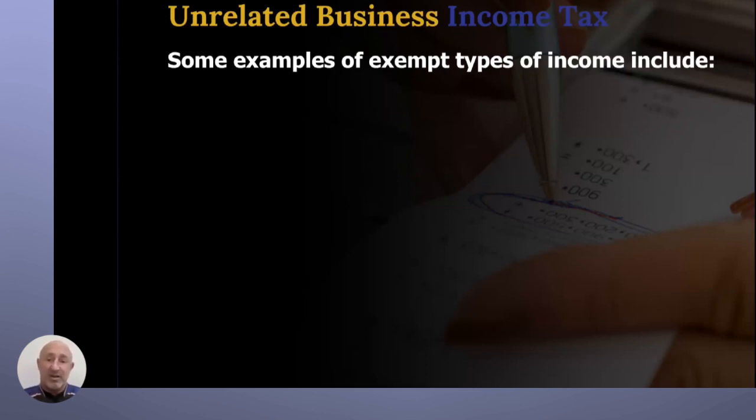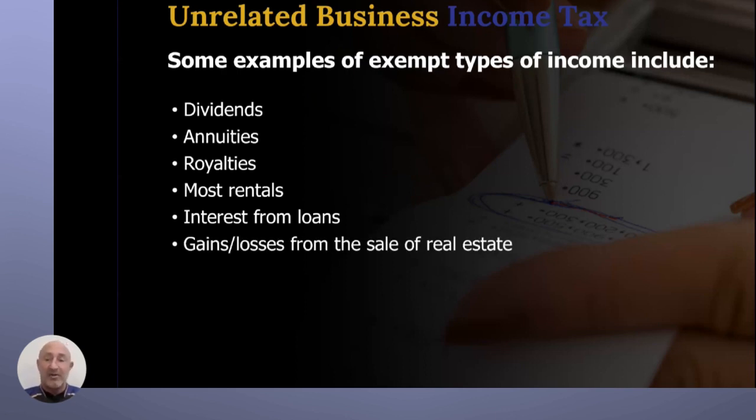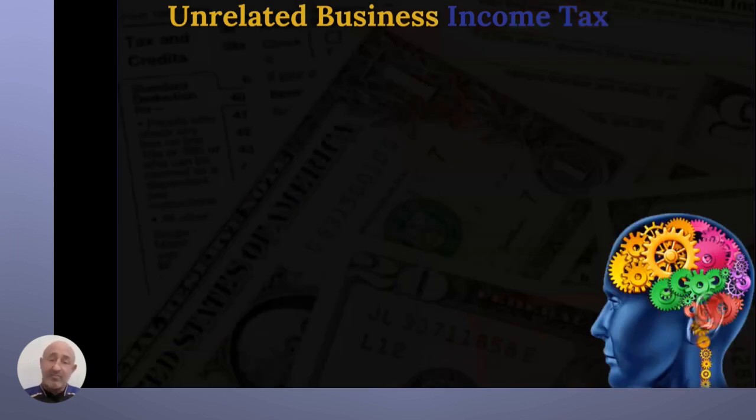Some examples of exempt types of income include dividends, annuities, royalties, most rentals, interest from loans, hard money loans you may do out of your retirement plan, and gains or losses from the sale of real estate.